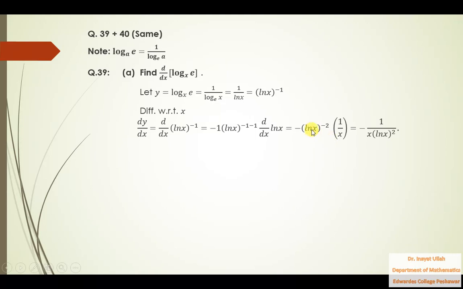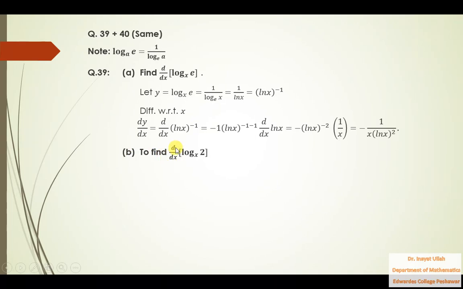Now we see that the power of ln x is negative, so shifting this function towards the denominator, that will become (ln x) whole square, along with this negative sign. So that is the derivative of y, and y is actually this function. So that is the derivative of this function. That is question number 39 part a.